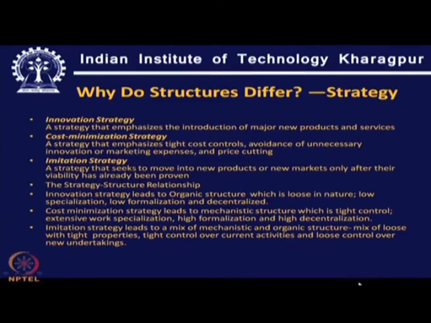When we are talking of cost minimization strategy, it leads to a mechanistic structure, which has tight control, extensive work specialization, high formalization and high centralization. Formalization is the degree to which there are specified rules and regulations. The expectations from employees are clearly stated and written, and the consequences for violating the stated rules are enforced. So, this is called formalization, and for cost minimization strategy, tight formalization and a tight mechanistic structure are the answer.